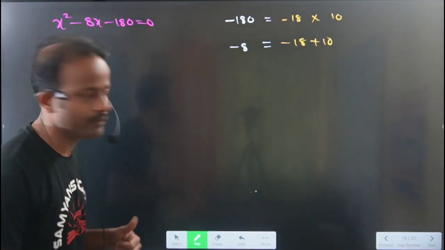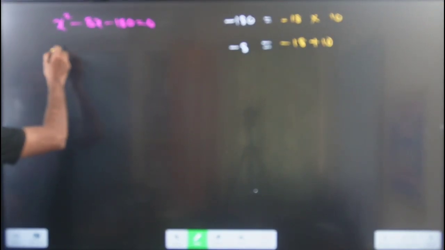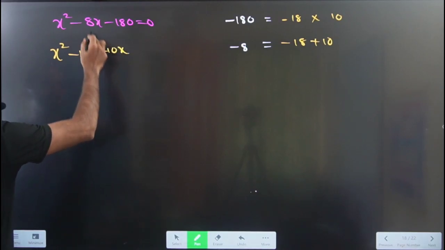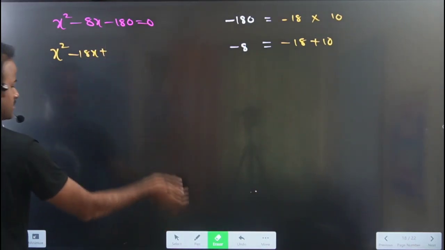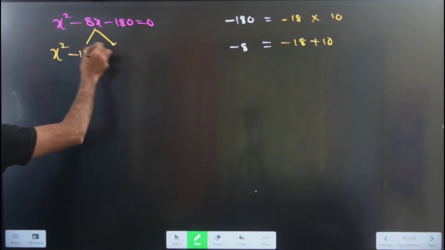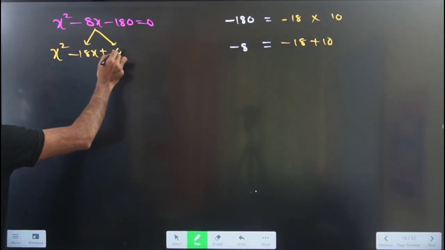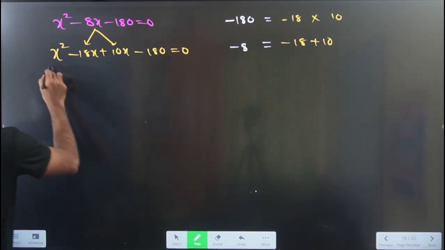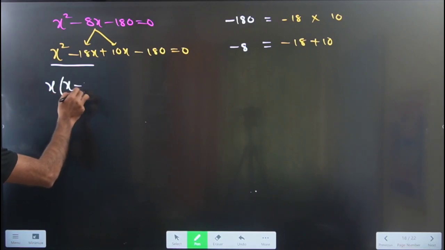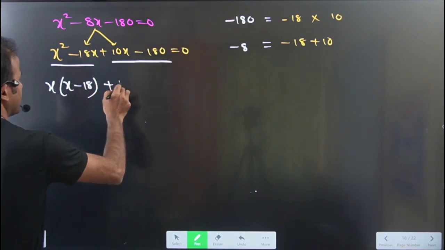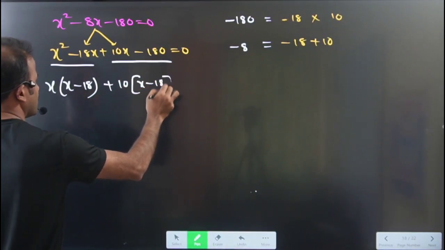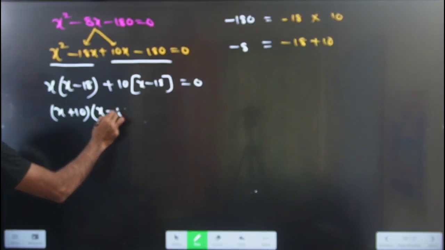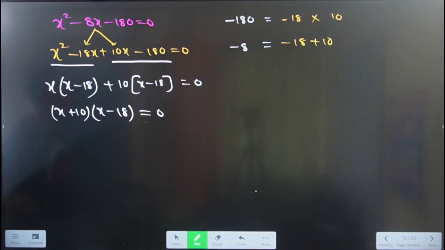Is it clear everyone? Now this minus 8x we can write as minus 18x plus 10x. We are doing middle term splitting, so 8x we are writing as minus 18x plus 10x, minus 180 equal to 0. From the first two terms you take x as common, from the next two terms you take 10 as common. So this we can write as (x plus 10) into (x minus 18) equal to 0.